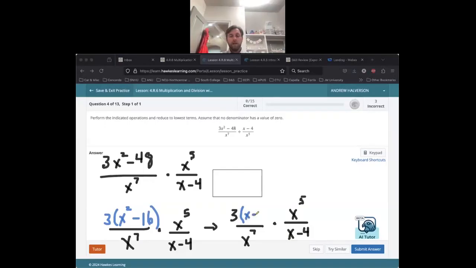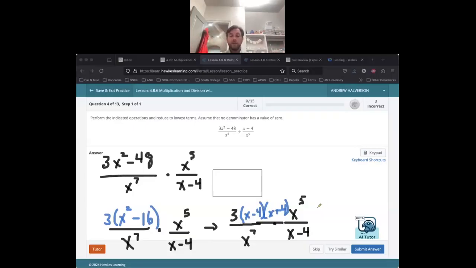X minus 4 and x plus 4. Right. Oops, all my markings are coming together. And so at this point, you could just write this as one big fraction. Just bring it all together now in one fraction. You don't actually have to multiply at all. It's just bringing it all together into one fraction.